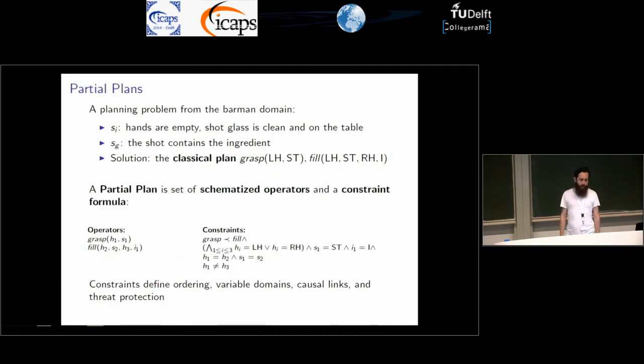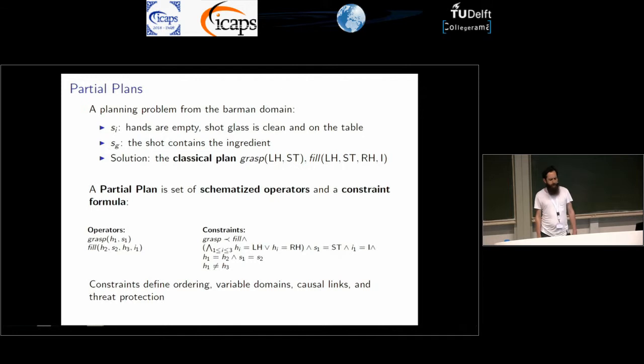So we can look a bit more carefully at a partial plan. So again, I'll do this in the context of a simple example from the barman domain. So in this case, in the initial state, the hands are empty, the shot glass is clean and it's on the table, and the goal is for the shot glass to contain an ingredient. So a solution to this is the simple classical plan, which I've got up there, grasp and then fill.